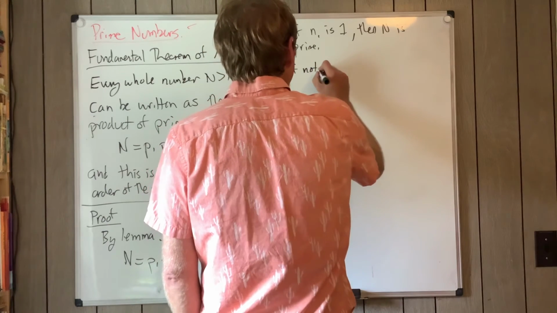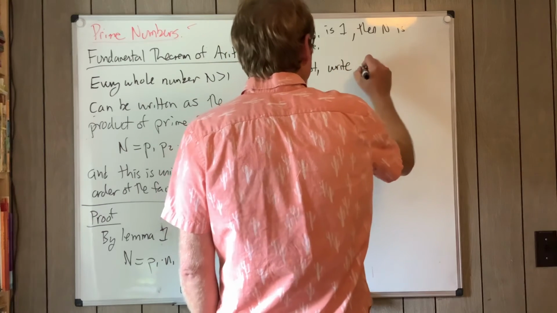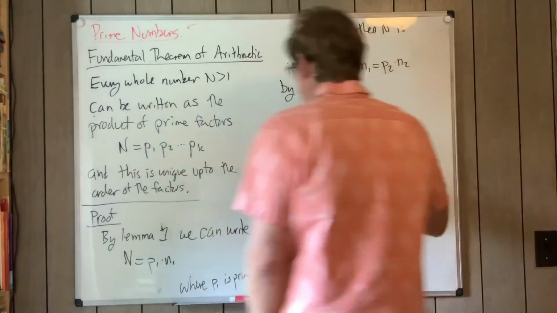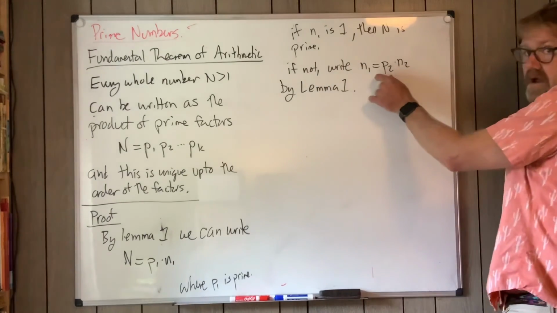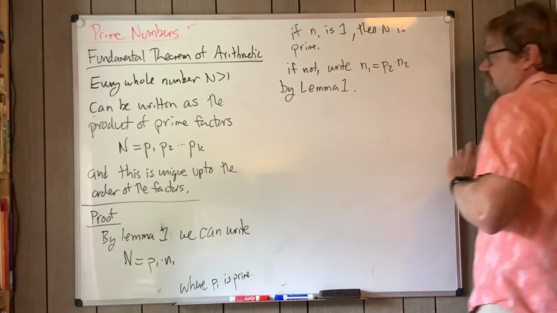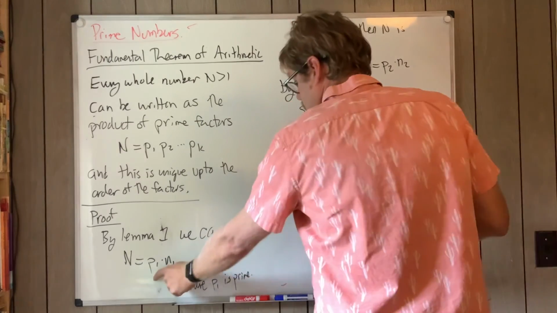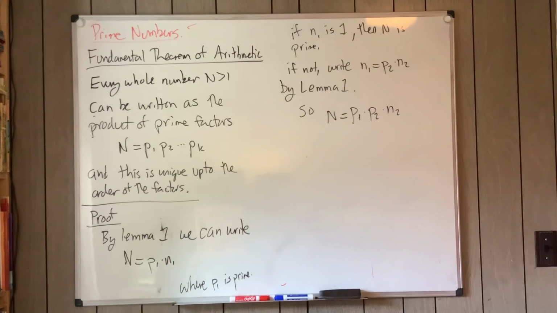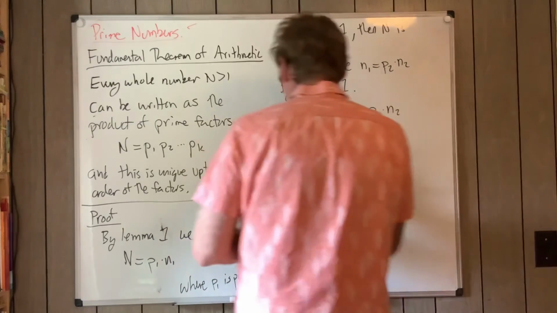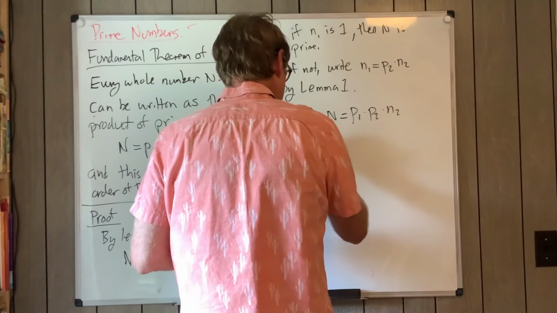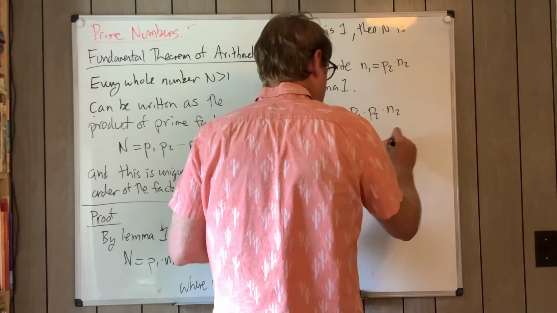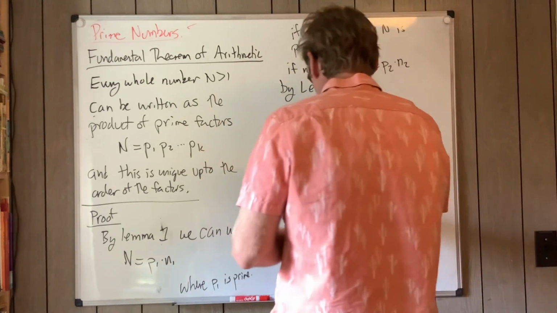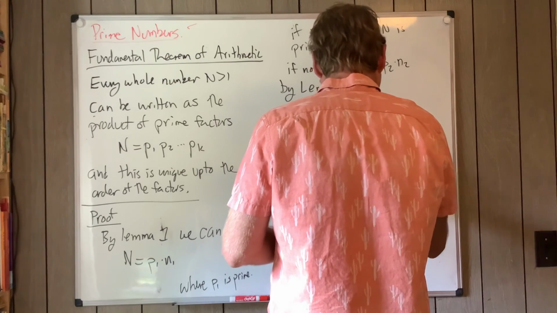All right, if not, n1 is p2 times n2 by the same lemma we just did. What does that mean? Again, I can take any number and write it as a prime times something else, where the prime is the smallest. So capital N is p1 times little n1, which is p2 times n2. Continue this until n sub k equals 1. Just like up here, eventually we get the 1, and n equals p1 times p2 times pk.